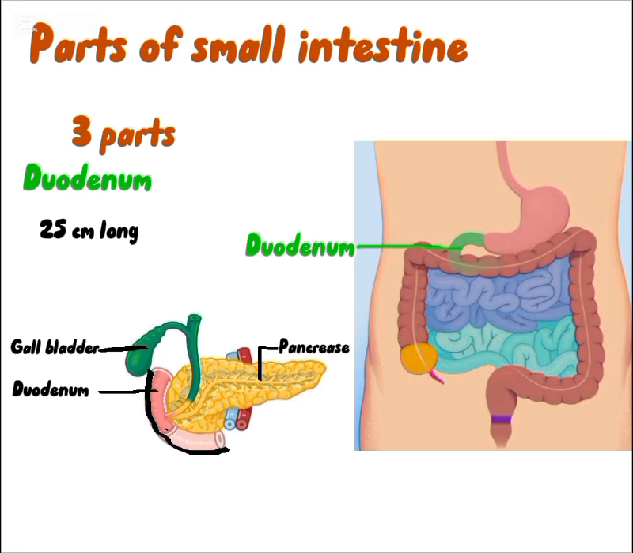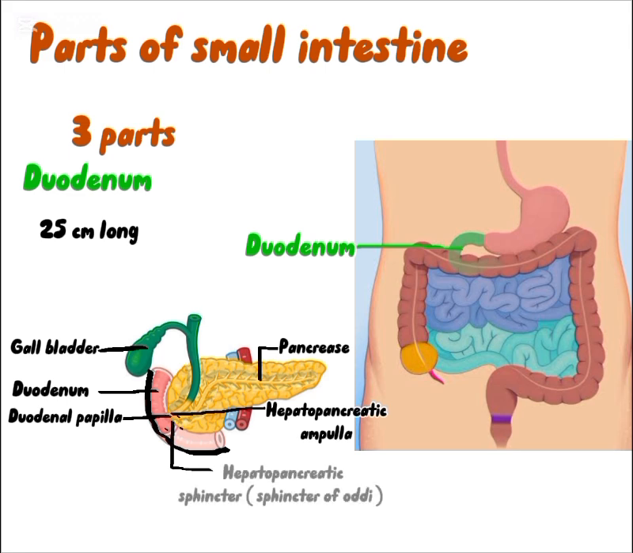Secretions of the gallbladder and pancreas merge into the hepatopancreatic ampulla. These secretions enter the duodenum at the duodenal papilla. Duodenal papilla is guarded by a ring of smooth muscles, that is sphincter of Oddi or hepatopancreatic sphincter.